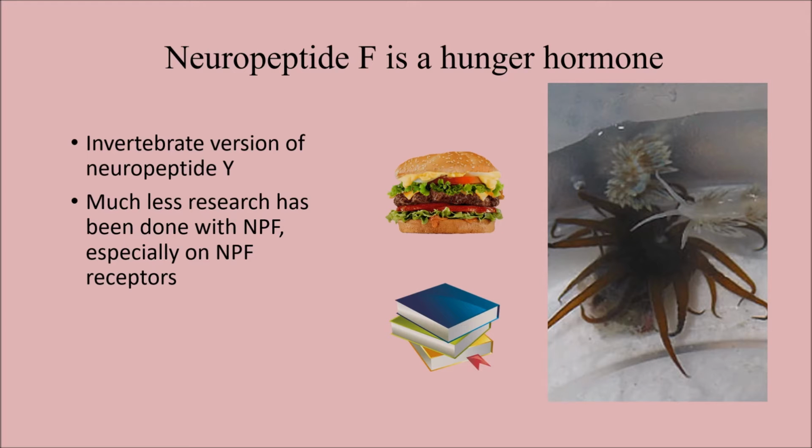Humans have 4 G-protein coupled receptors for neuropeptide Y. Neuropeptide F has never been looked at in Berghia, so it's completely unknown what the sequences are and how many receptors there are for neuropeptide F.